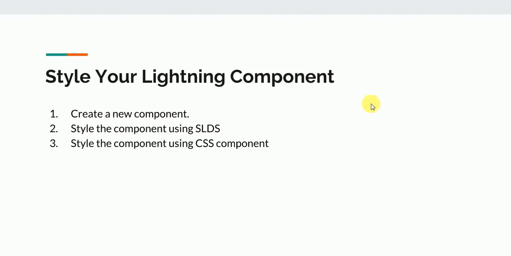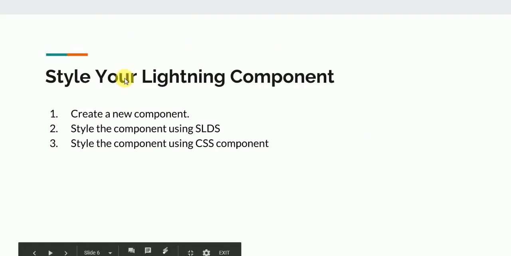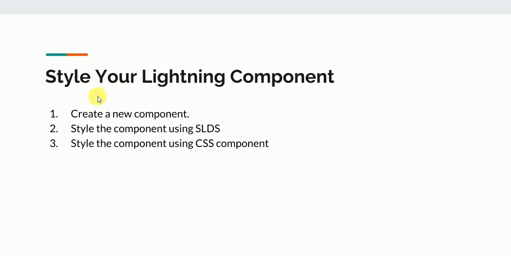So it's time to do some lab hands-on experience. We will create a new component, or we will use the earlier component that we created on day one, and we'll apply some standard CSS using the SLDS, and we'll also write our own CSS using the style.css component. So let's go ahead and change the look and feel of the component that we created on day one.